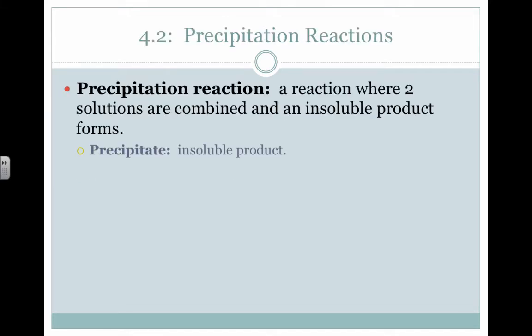A precipitation reaction is a reaction in which two solutions are combined and an insoluble product forms. This insoluble product is called the precipitate. For example, consider the reaction between the aqueous solutions KCl and AgNO3. These will perform a double replacement reaction in which the two positive ions will switch places, giving us silver chloride and potassium nitrate. Since all nitrates are soluble, we know the potassium nitrate will be aqueous. Silver chloride, therefore, is our precipitate. It's the solid that's formed from two aqueous solutions.